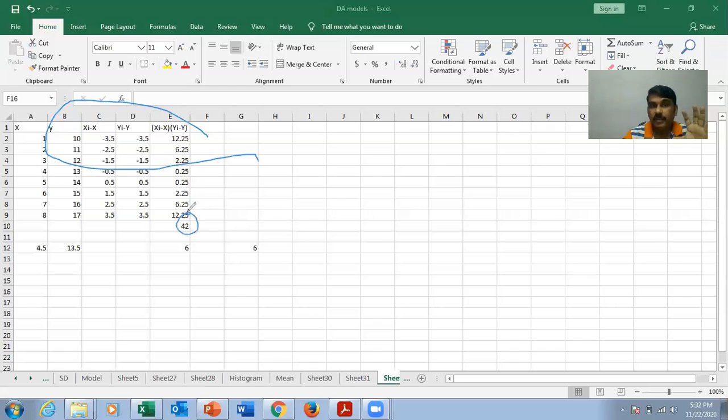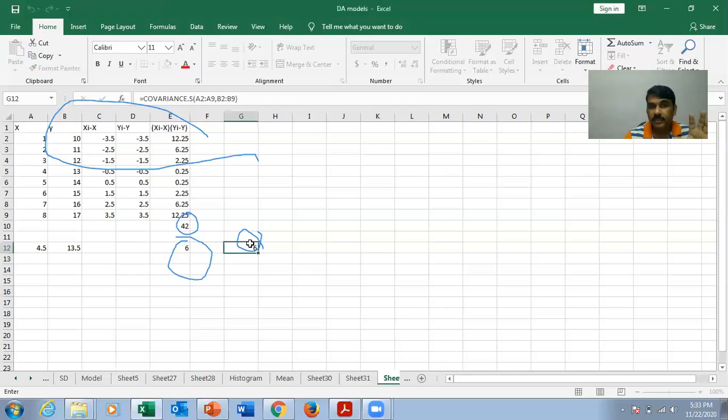We have used a particular formula only, right? And then this value came. 6 is the covariance value. And here what we have done, we have calculated through the Excel formula, right? That is the difference only. Other than this, there is no difference.